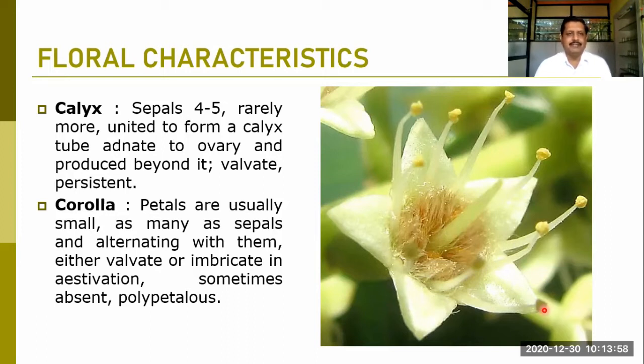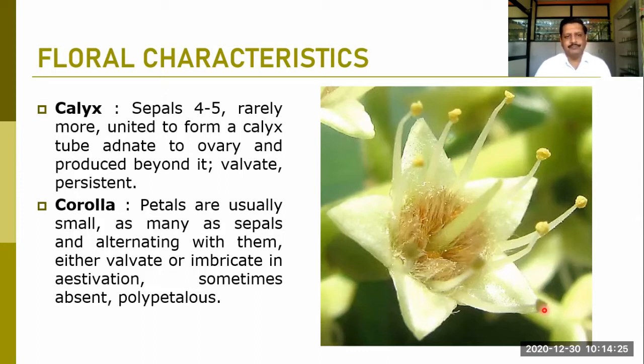Very rarely we find more than 5 petals, and they are united to form a smaller calyx tube at the base because of adnation or connation at the base, and it is encircling the ovary, or it may be produced beyond it, because the ovary is normally inferior in this family. They are valvate in aestivation and they may be persistent.